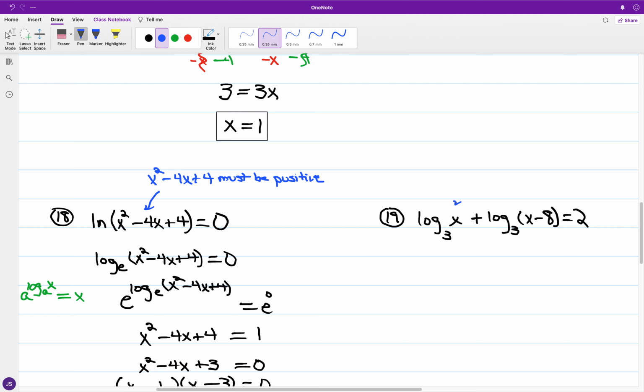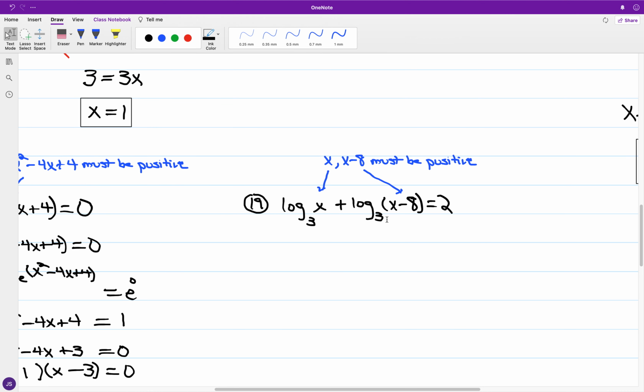And once again, for x as well as x minus 8, x and x minus 8 must be positive. Now, going back to starting out with 2 logarithmic terms, between them is the operation of addition, and looking at combining logarithmic terms in the same base into one expression, addition is going to imply multiplication.